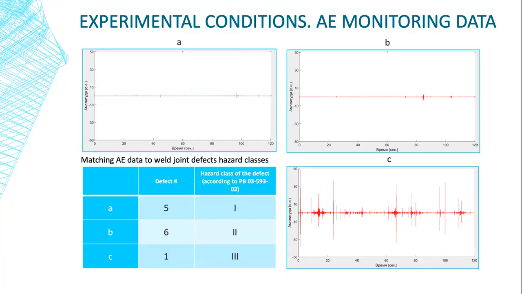So here are the acoustic emission monitoring data gathered from this facility. They correspond to three different classes of defects. A is an evolving defect, B is a dangerously evolving defect, and C is a critically dangerous defect, according to the classification of independent inspection.